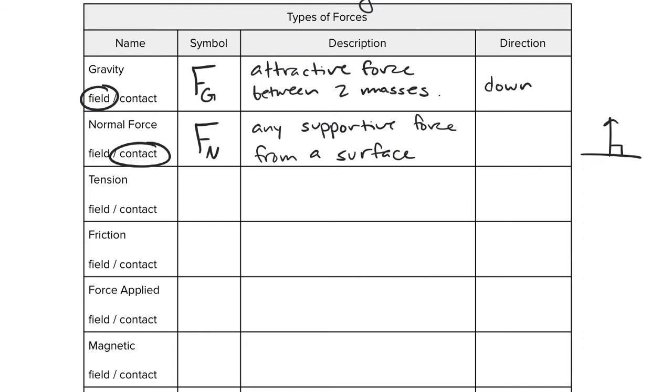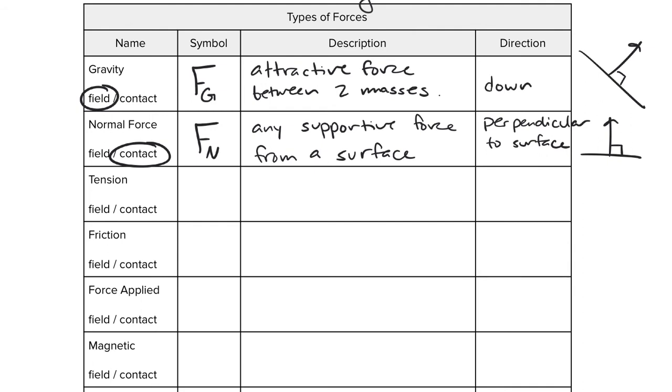So really the normal force is always going to be perpendicular to the surface. All right, so if you've got a ramp, because we're going to be doing that later on in the unit, the normal force goes perpendicular to that surface, which means it's slanted.